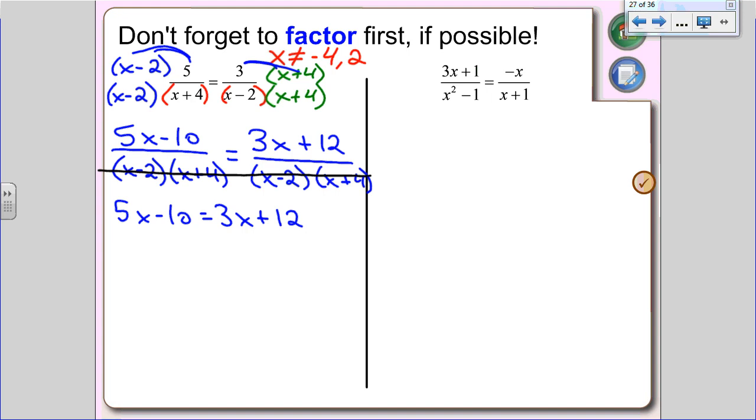2x - 10 = 12. Add 10 to both sides. 2x equals 22, divide both sides by 2. x equals 11.